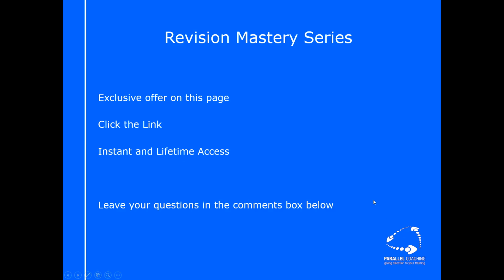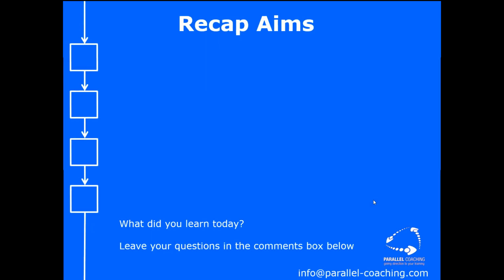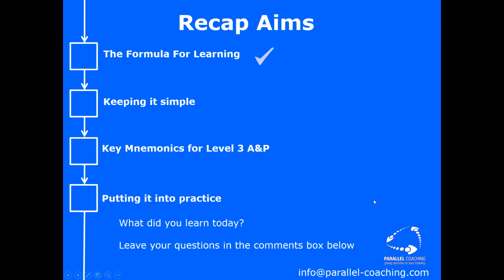Before we leave though, let's go through and recap those main aims that we had a moment ago. The main aims for today's session were the formula for learning. Then we looked at keeping it simple, and we looked at key mnemonics for the level 3 Anatomy and Physiology, as well as then putting it into practice. And remember, on that putting it into practice, we said you can build your own using the 5 steps, or you might want to use ours via the Revision Mastery series.